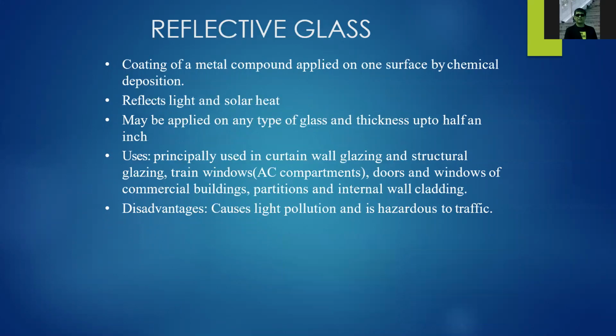Reflective glass, coating as a material compound applied on one surface by a chemical deposition. Reflects light and solar heat. May be applied on any type of glass and thickness up to half of an inch. Used primarily in curtain wall glazing and structural glazing, train windows, doors, and windows of commercial buildings, partitions, and internal wall cladding. Disadvantage, this causes light pollution and it is hazardous to traffic.